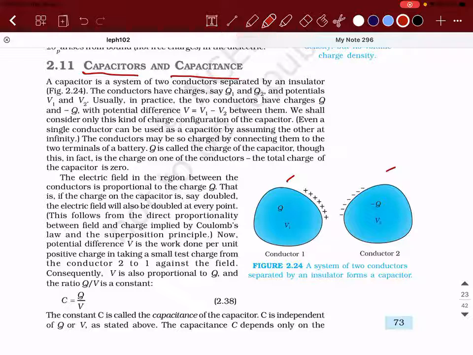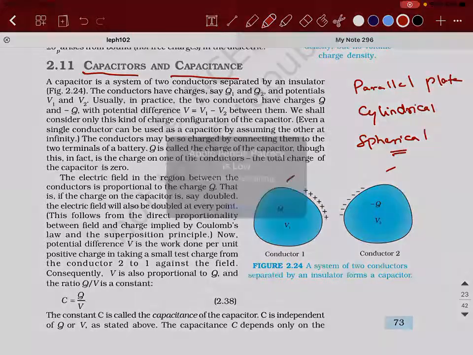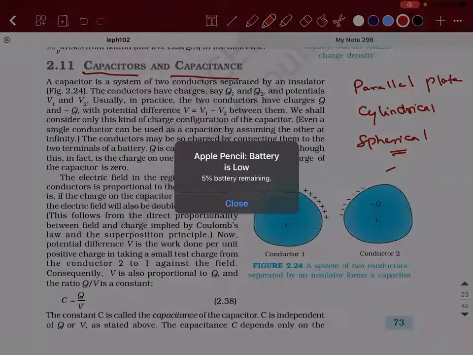Okay. So depending on what kind of conductor shapes you are using, capacitors are basically classified into three types. One is called a parallel plate capacitor, the second is called a cylindrical capacitor, and the third is called a spherical capacitor. The name itself is suggesting this. When I say parallel plate capacitor, how are the two conductors? Parallel plates. If you have to recollect, in Gauss law second application, that infinite plane sheet.